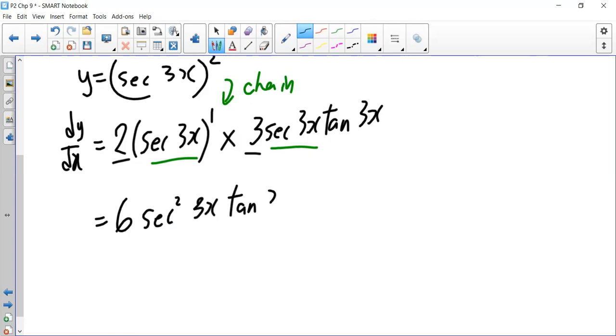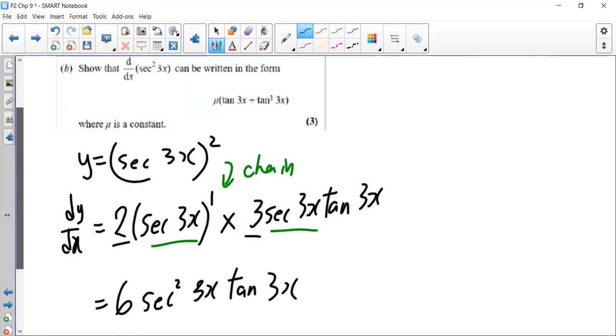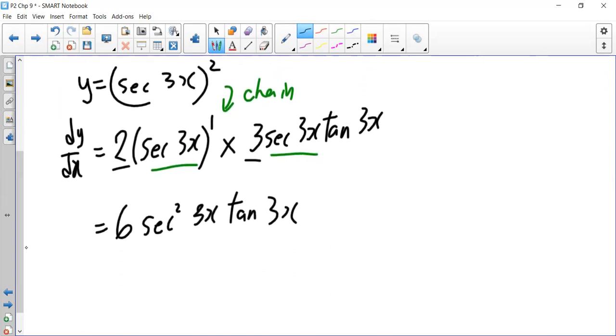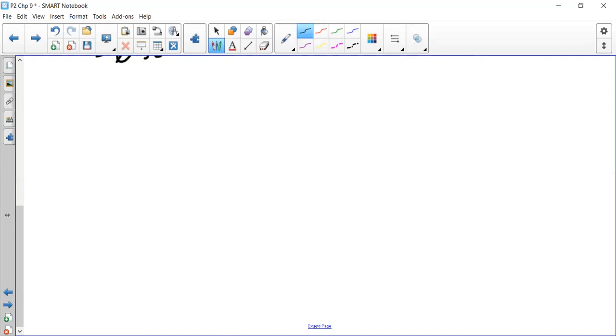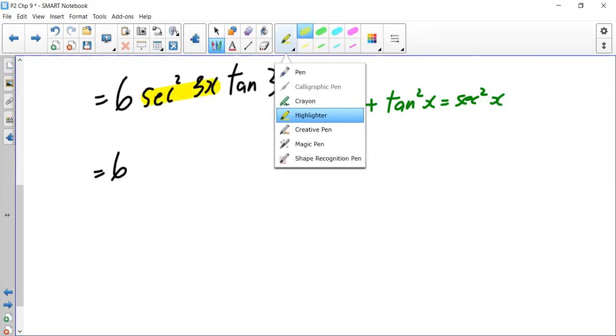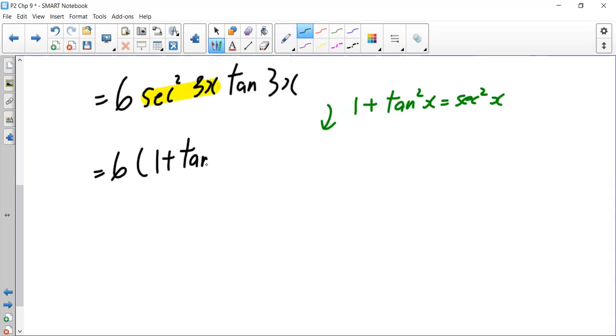And tan 3x. But that's not quite the same as the answer yet, because the answer has no sec in there. So we need to think about what's the link between sec squared or sec and tan. Identities. So we know 1 plus tan squared x equals sec squared x. So we can replace sec squared 3x with 1 plus tan squared 3x.